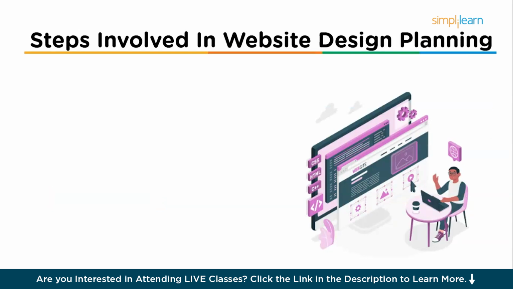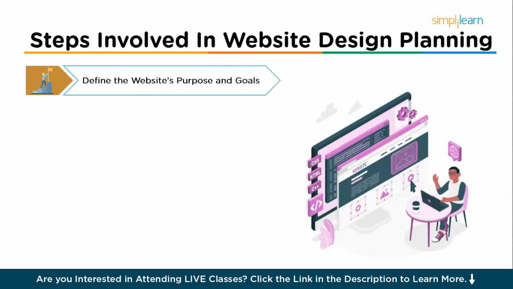So now that we have covered the key design and technical specifications, let's dive into the steps involved in website design planning. So this process ensures that the design is well thought out, aligned with goals, and structured for success. So the first one is define the website's purpose and goal. The first step in planning a website is determining its purpose, whether it's an e-commerce site, a portfolio, or a blog. Defining the goal will guide all design decisions.